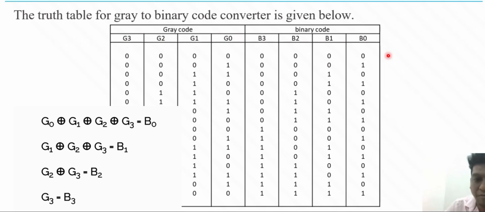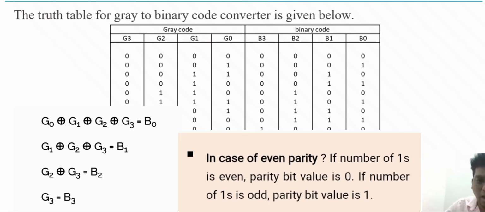How do we find the exclusive-OR operations? We already know the parity bit combination. Whenever the number of ones is even, we put 0. When the number of ones is odd, we put 1. That is similar to the XOR gate. B3 is calculated with G3. Now B2 is G3 exclusive-OR G2. So 0, 1 means 1. When the number of ones is odd, we get 1. When the number of ones is even, we get 0. That is also similar to the XOR gate.